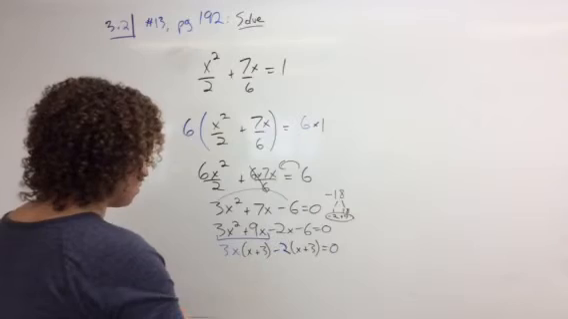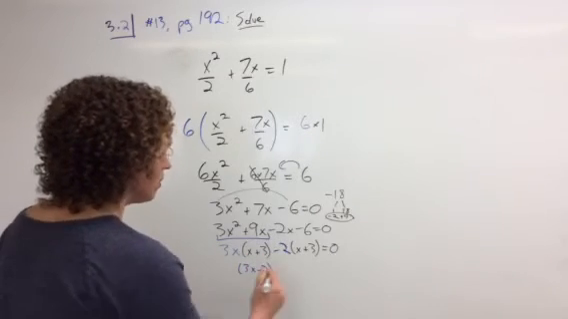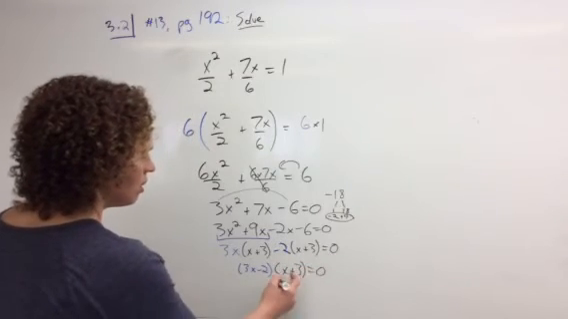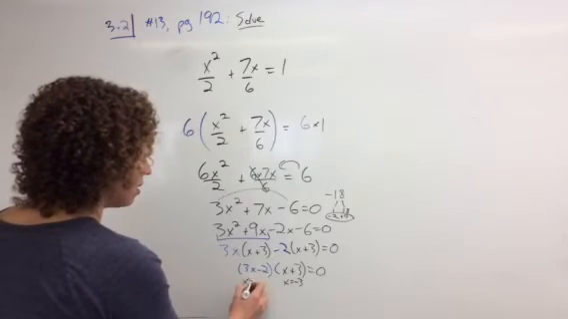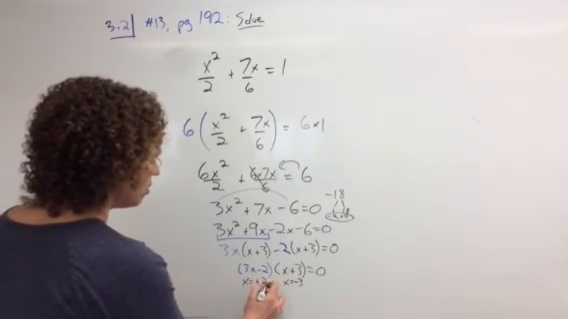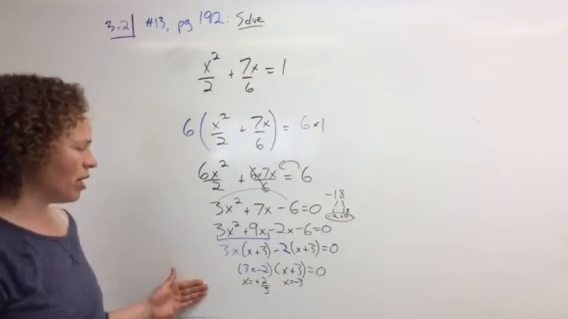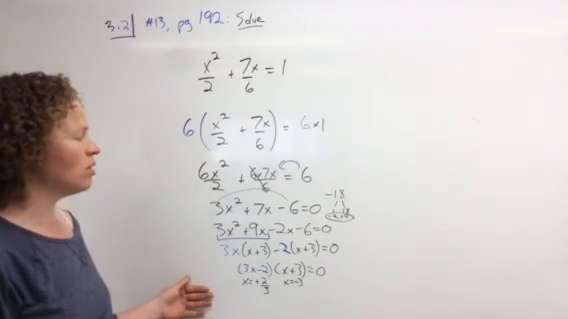So my factors are going to be 3x minus 2 times x plus 3, all equals 0, which means this x is going to be negative 3, and this x is going to be positive 2 over 3. So you can see that this part is just your basic factoring, the same way we usually do.